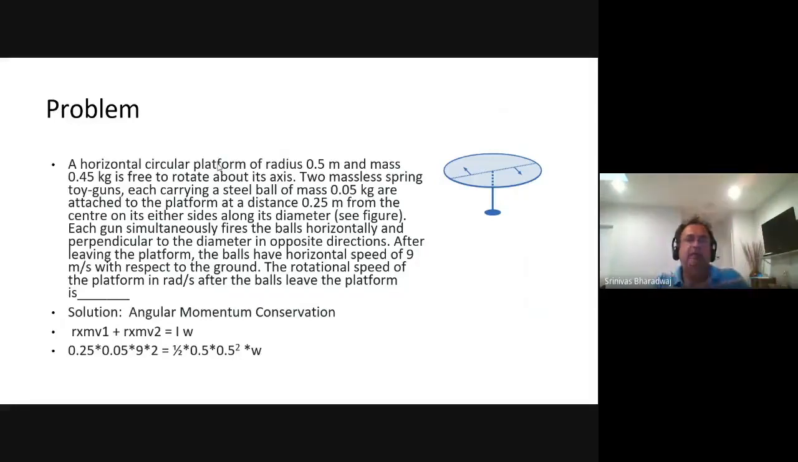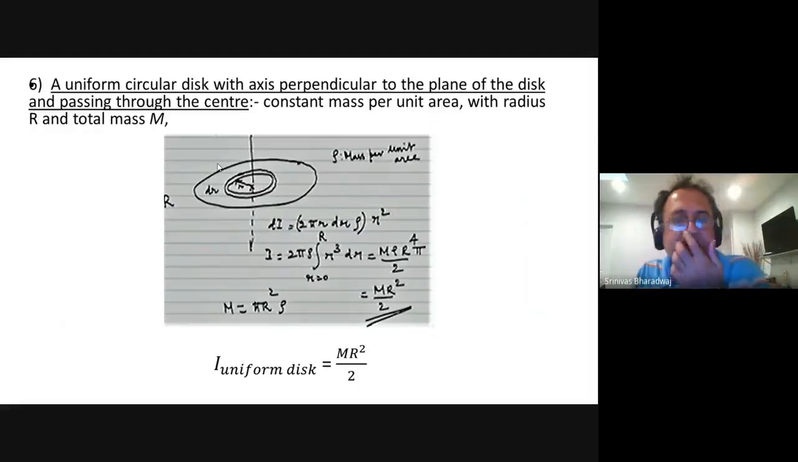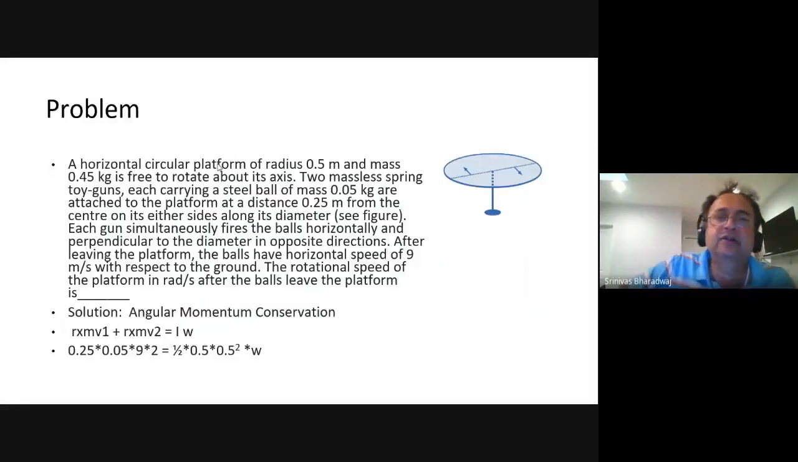Now let's look at this problem. Okay, a horizontal circular platform of radius 0.5 meters. So what is the radius of that circular platform? 0.5 meters. What is the mass? 0.5 kgs. So tell me the moment of inertia, circular disk, moment of inertia, mr square by 2, right? So that is what? 0.5 square times 0.45 by 2.